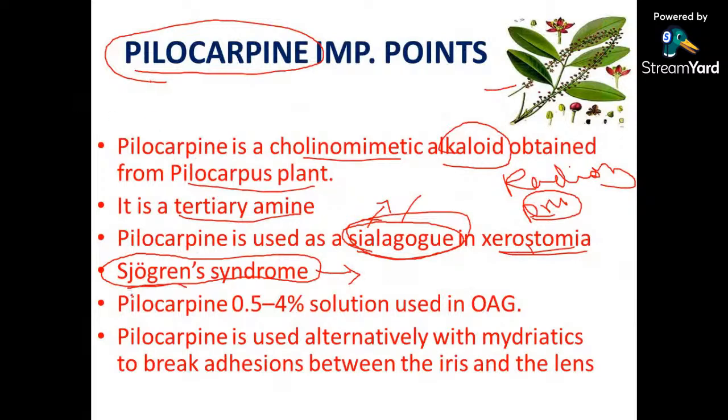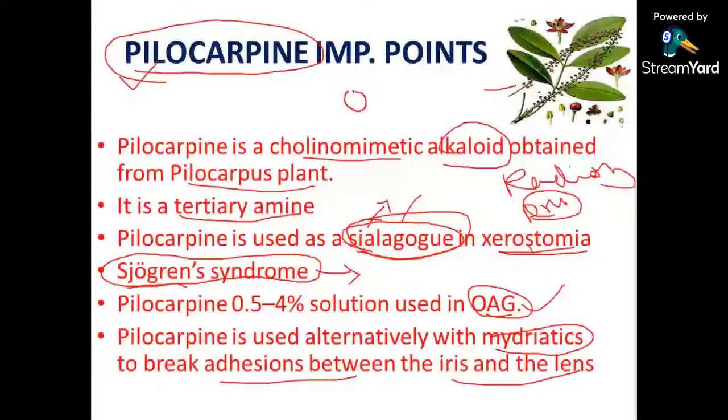Pilocarpine solution 0.5 to 4% is also used in open angle glaucoma. In open angle glaucoma also pilocarpine is the drug of choice. And the last point, pilocarpine is used alternately with mydriatics to break adhesion between the iris and lens. Whenever a patient uses an artificial lens, when pilocarpine is used, the iris size decreases, and it is used to break the adhesion of the artificial lens. Even in that case, pilocarpine is used.